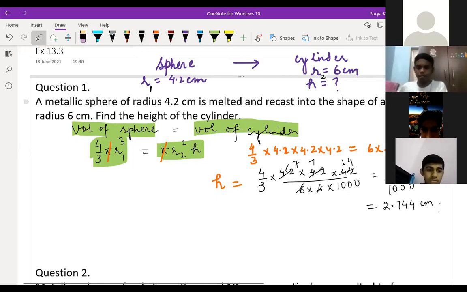7 sevens are 49. Yes, sir, it's correct, sir. Okay. You're getting any doubt, children, here? No one is getting a doubt here.